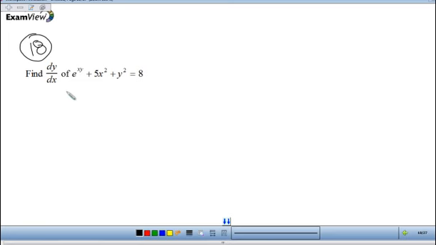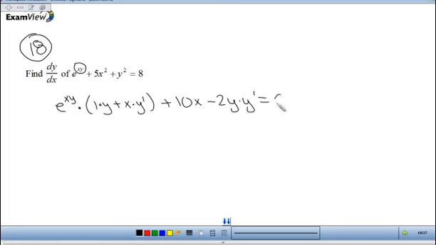Okay, so to find the derivative, we're going to use implicit differentiation. So we have to use the product rule. The derivative of e to the xy is e to the xy. The derivative of u would be the derivative of x times y plus y prime. The derivative of u times v plus the derivative of v times u. That's minus 2y prime. Distribute.